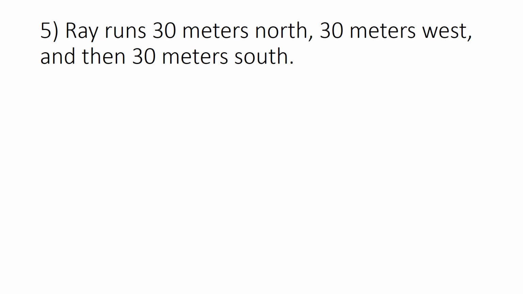So he runs, this guy runs, at least he's running and not crawling, 30 meters to the north, and then he runs 30 meters to the west, and then he runs 30 meters to the south. So this is pretty straightforward. And this is why we always draw a diagram, because the words, sometimes it's confusing, but if you write it out, you can actually see what's happening. So total, his total distance should be 90 meters, 30 plus 30 plus 30.